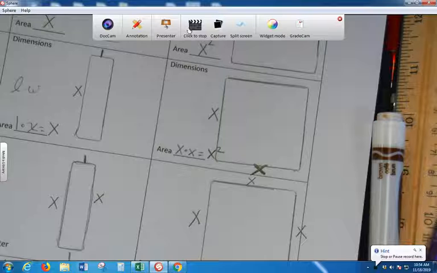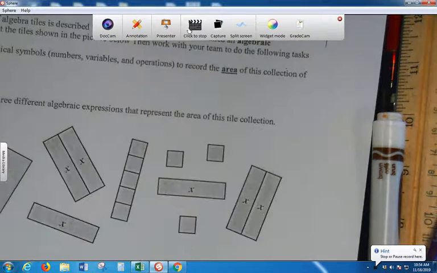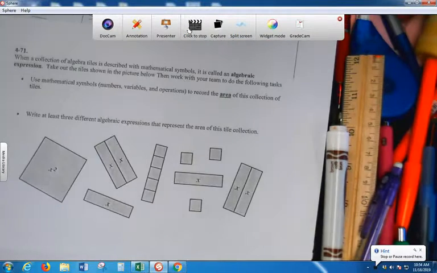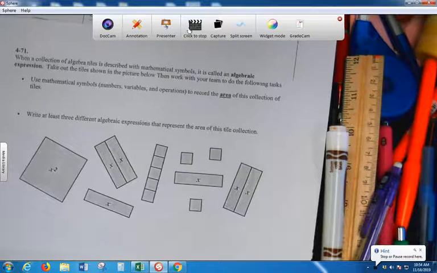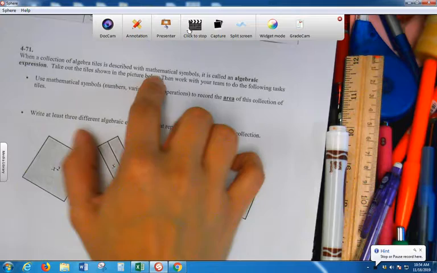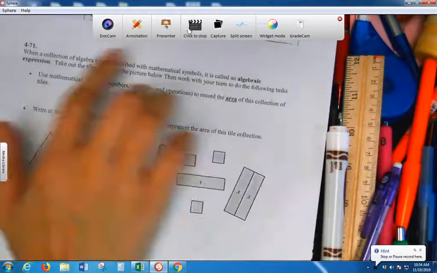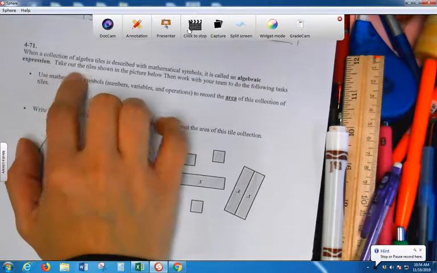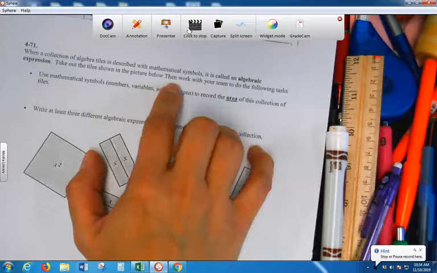Okay, you have this half sheet. Remember, all of this will be glued in your notebooks probably tomorrow. If we have time, we'll glue them today. When a collection of algebra tiles is described with numerical symbols, it is called an algebraic expression. Take out the tiles shown in the picture below, then work with your team to do the following task.